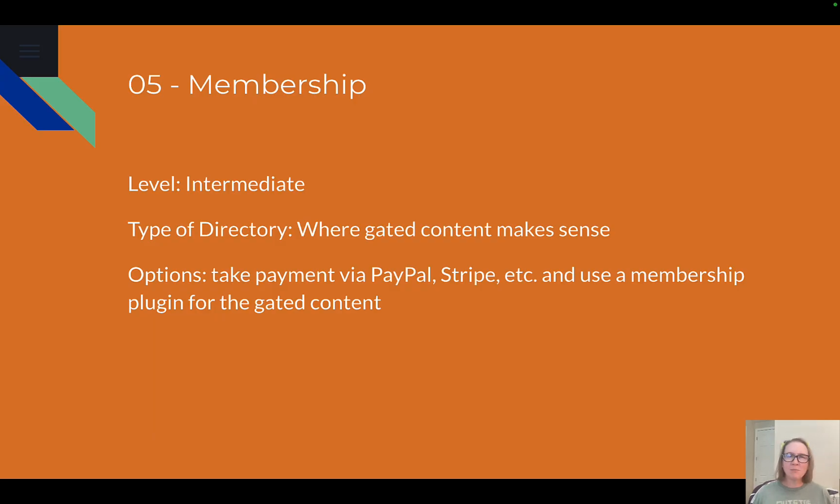I wouldn't just go adding a membership option to any old directory site, right? It really needs to be something where you actually think people would pay for access to that information, ideally on a recurring basis, right? And again, it's going to be the same thing in terms of how you're taking payment. PayPal and Stripe are going to be your most common options that people are going to be familiar with and comfortable using their credit card with. I'd probably use a membership plugin for that gated content. There's tons of those out there. And of course, when I say that, I'm talking about a WordPress site because that is what I work on. You do not have to use WordPress for this. That's just what I am most familiar with.